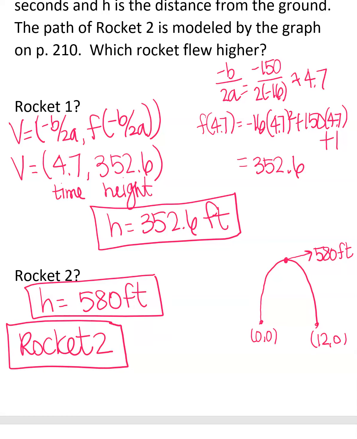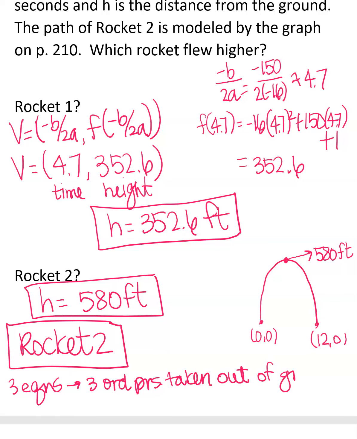If you were planning on doing this exactly, so if you were using 3 equations, what you would do is look for 3 ordered pairs taken out of the graph, and then solve using elimination or substitution. And you would get something very similar, but it would be a more exact ordered pair.